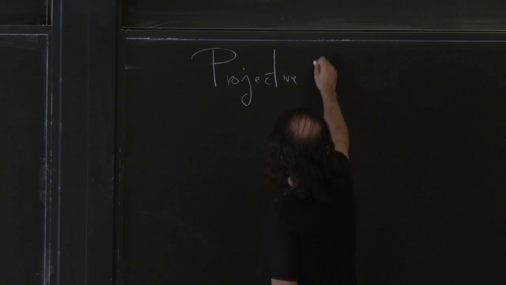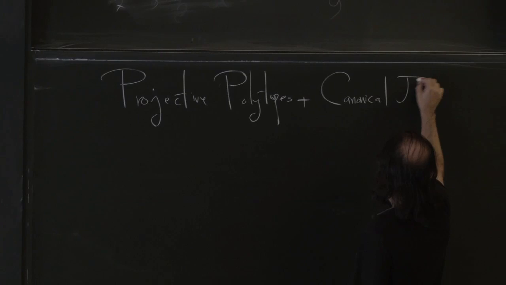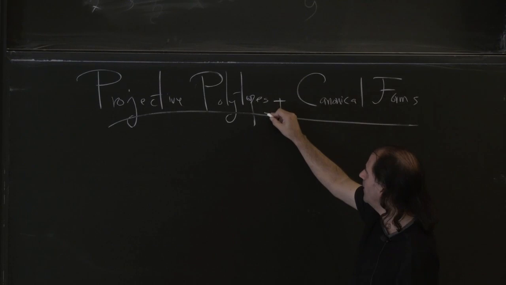Okay, so we're going to continue to introduce some of the ideas that are going to be important to us. Today I'm going to talk about projective polytopes and canonical forms. Let me begin by quickly reviewing what we talked about last time.